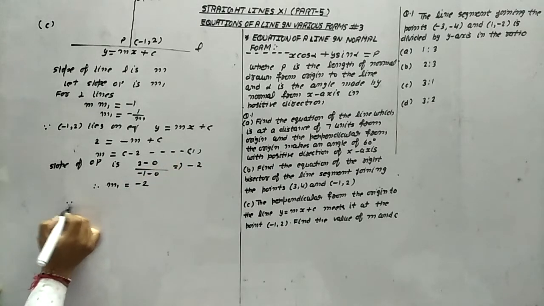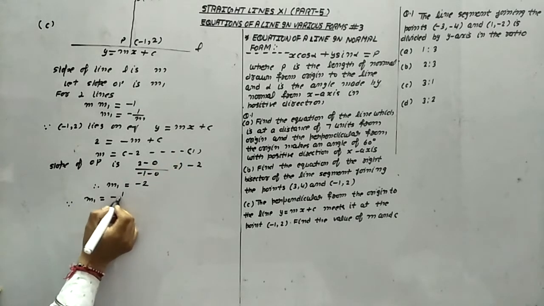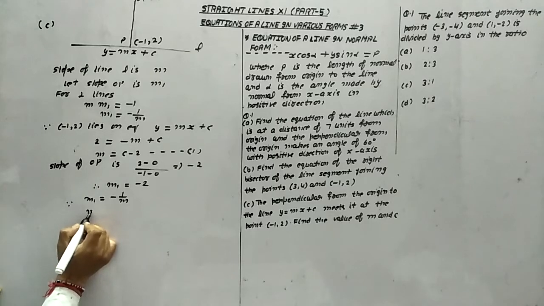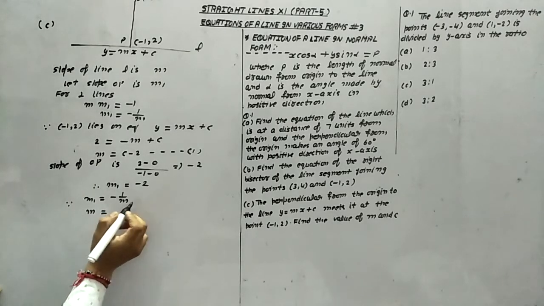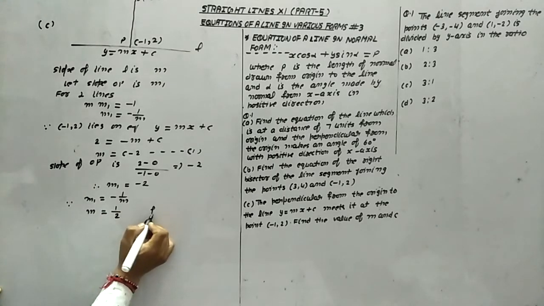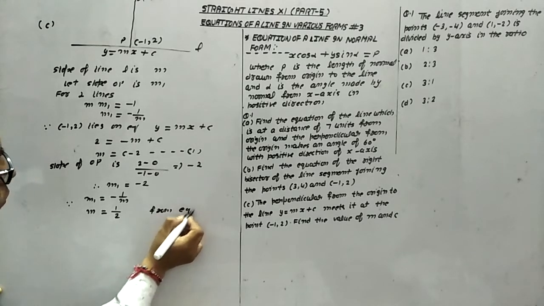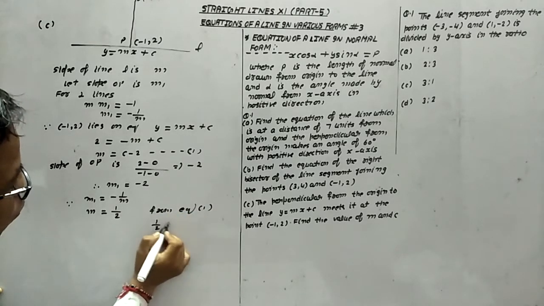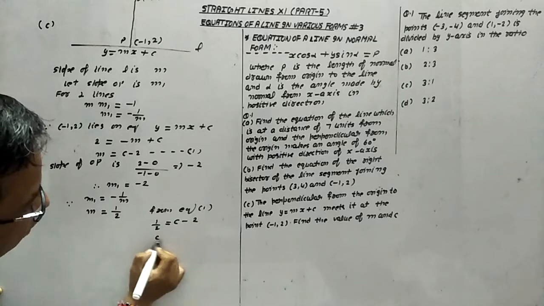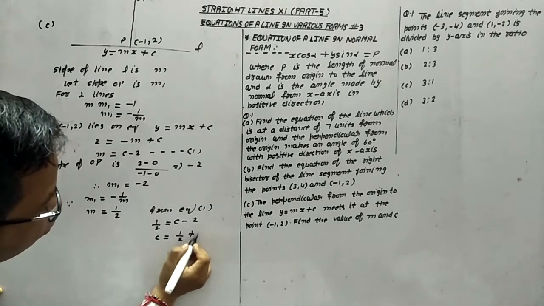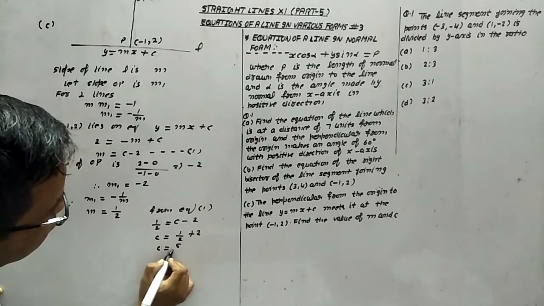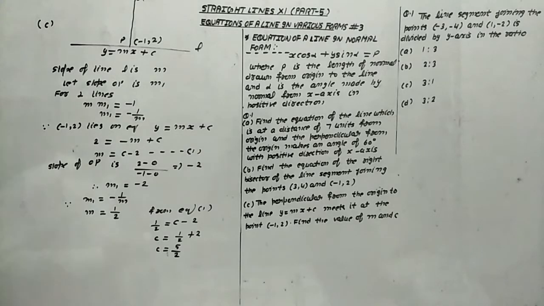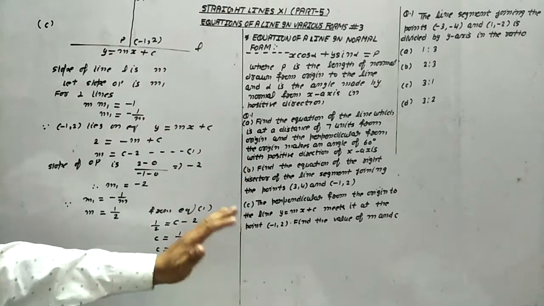Now because m1 is equal to minus 1 upon m, it means m is equal to 1 upon 2. And from equation 1 we have 1 upon 2 is equal to c minus 2. It means c is equal to 1 upon 2 plus 2, so c is equal to 5 upon 2. And this is the way to solve the C part.